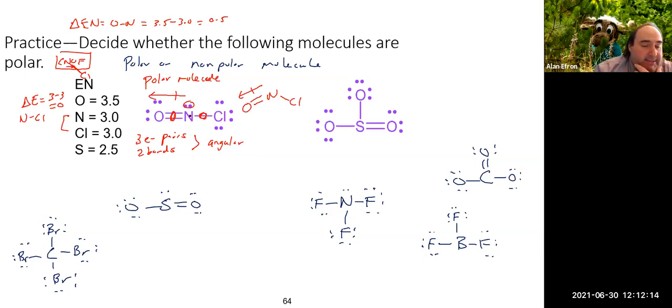And again, in this case, we do have dots. We have some different things. So you may want to look at the electronegativity values just to make sure, but it is going to be polar in this particular case. Any questions on that there?